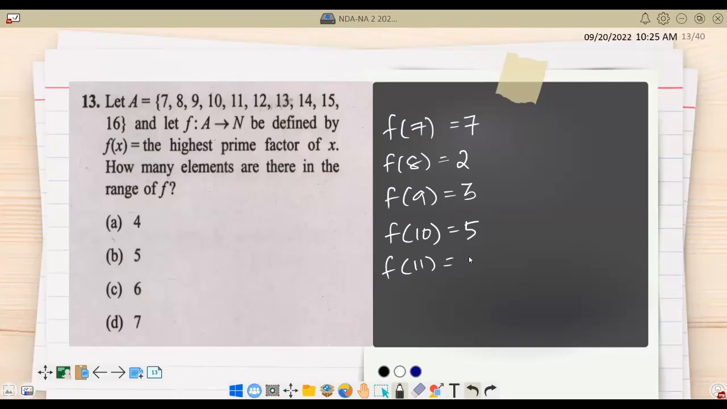11 itself is a prime number. So the highest prime factor is 11. Now F of 12: 2 into 2 into 3. So 2 into 2 is 4, 4 into 3 is 12. The highest prime factor is 3.